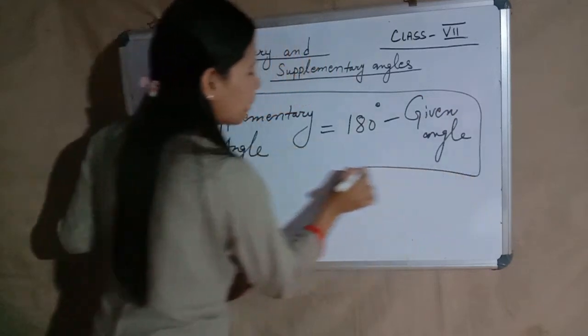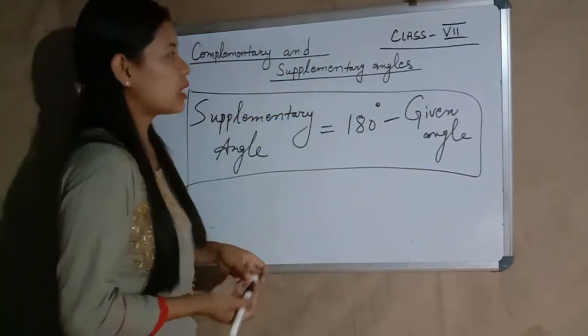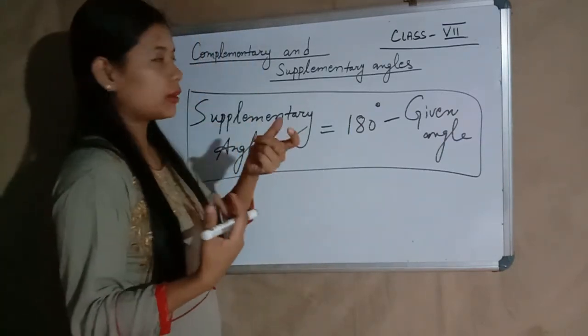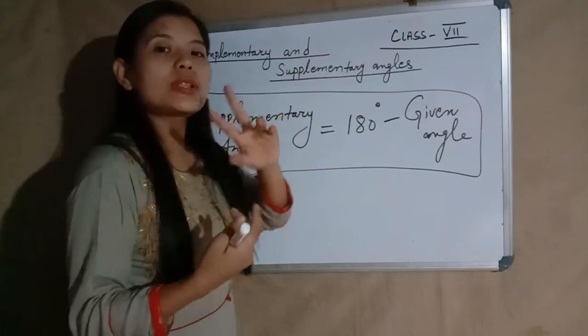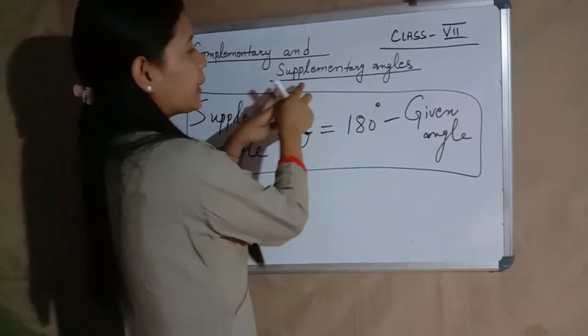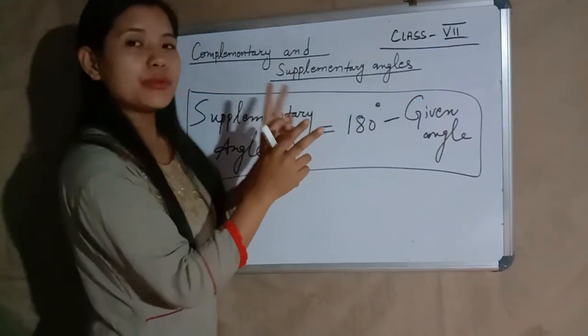So this is all about complementary angles and supplementary angles. Any two angles whose sum measures 90 degrees are named complementary angles. Any two angles whose measures sum to 180 degrees are named supplementary angles.